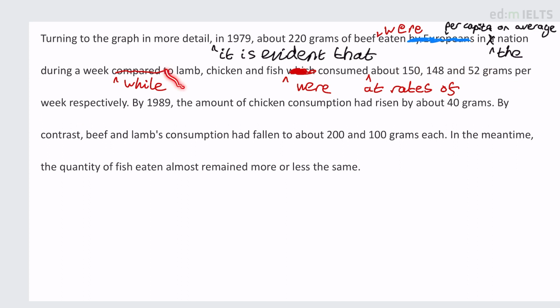So respectively is for that order. So lamb is the first one mentioned, that's for that. Chicken second, so for the second figure, and fish third, so for the third figure. I would start with the smallest one, so I would say fish, chicken and lamb, rather than lamb, chicken and fish, because in English it looks much more normal to start with the smallest and go to the biggest.